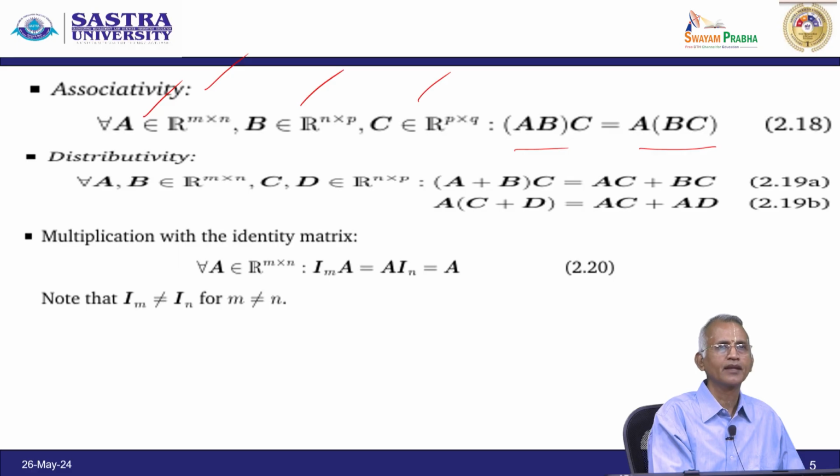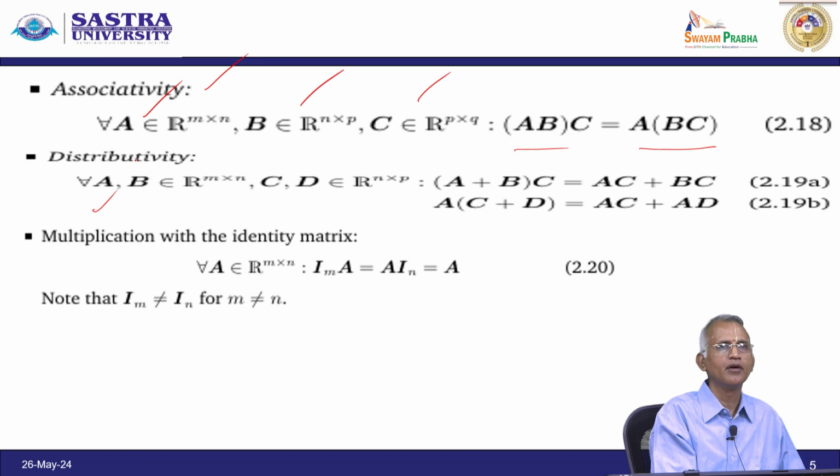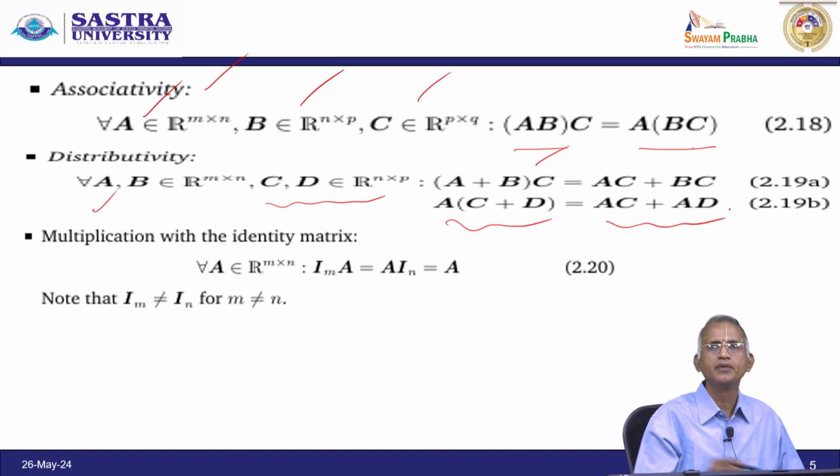Next one is distributivity, that is, you take for all A, B in R power m cross n, and then C, D belongs to R power n cross p. Therefore, (A plus B) into C equal to AC plus BC, and A into (C plus D) equal to AC plus AD. So, that is the meaning of the distributive property.